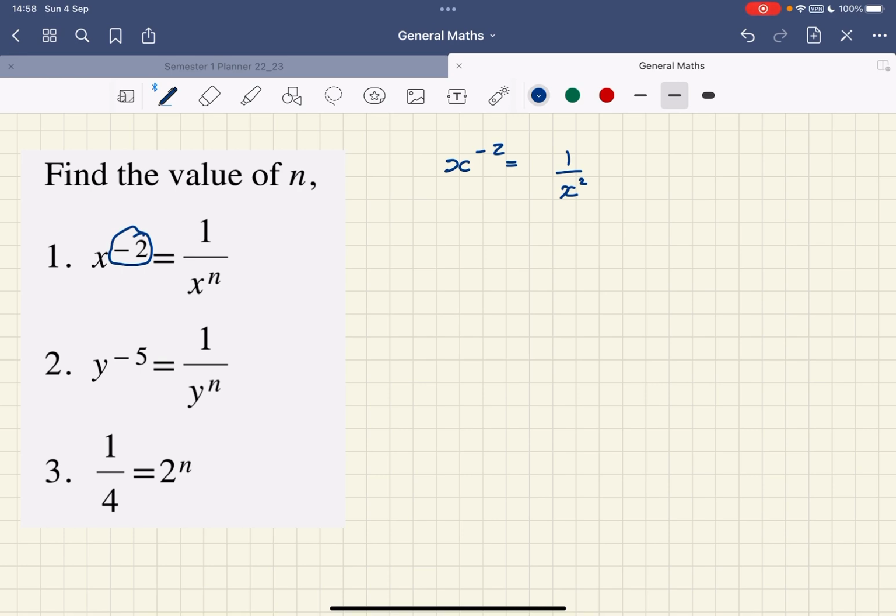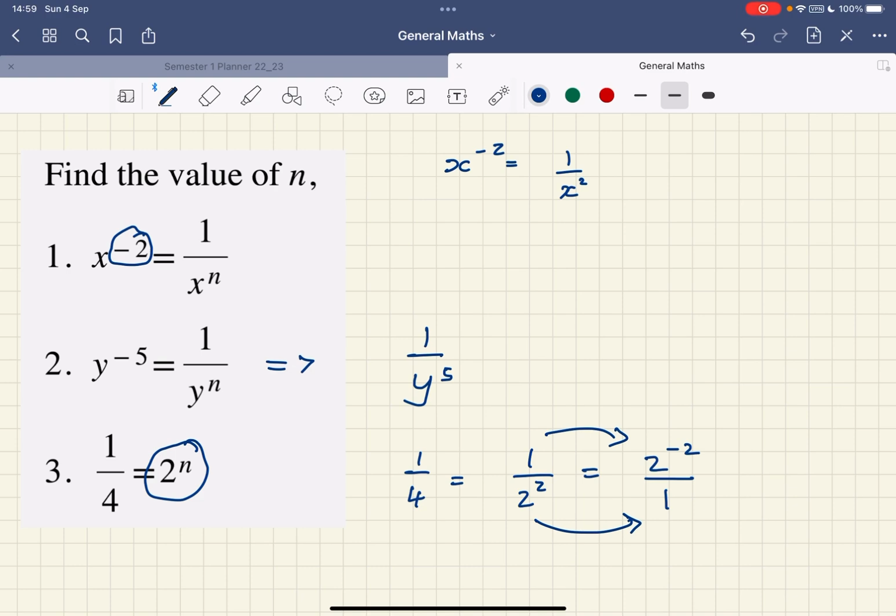For the second one, this will just flip around to give me 1 over y to the power of 5. Now on the next one, a little bit more thought, but if you think about 1 over 4, I can write that as 1 over 2 squared. Now as I want it without the fraction, I'm going to flip it over. And when I flip it over, it becomes 2 to the minus 2, because I've made that flip over 1. So you can see how I've just flipped that fraction around here.